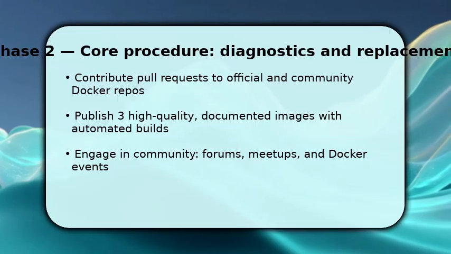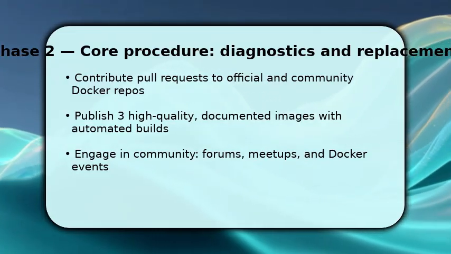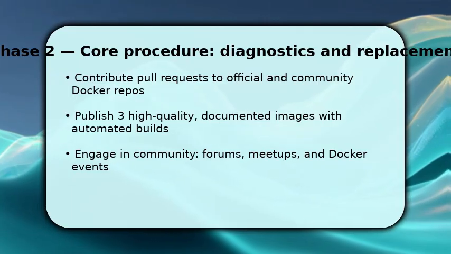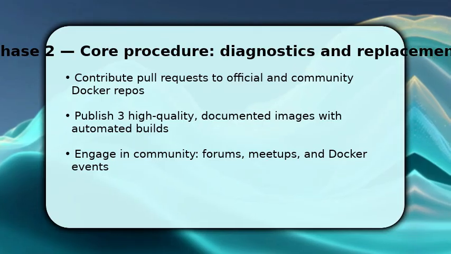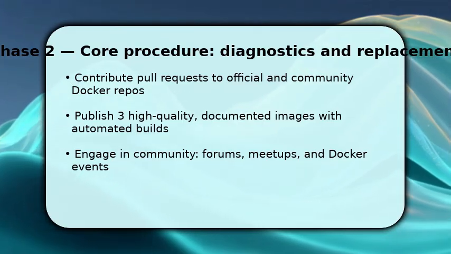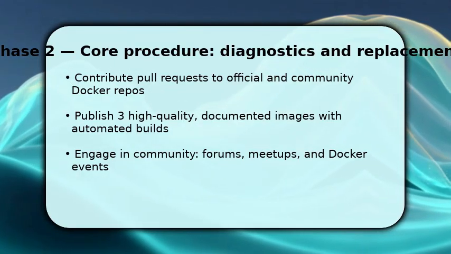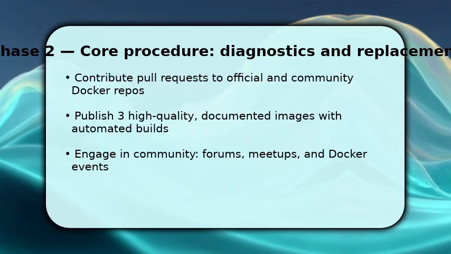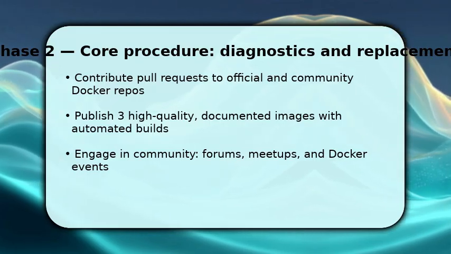You now focus on sustained, visible contributions. Write clean Docker files, publish 3 well-documented images with automated builds, and link examples to CI pipelines. Once these are live, submit pull requests to official and community projects. Aim for meaningful fixes and enhancements. Make sure to explain design choices in PR descriptions and respond to feedback promptly.